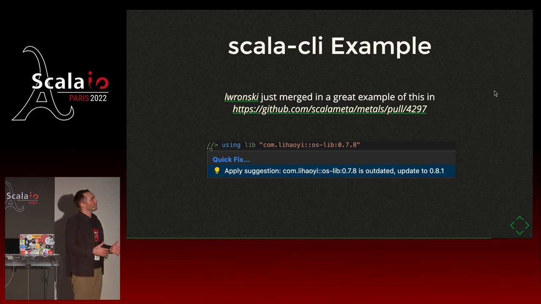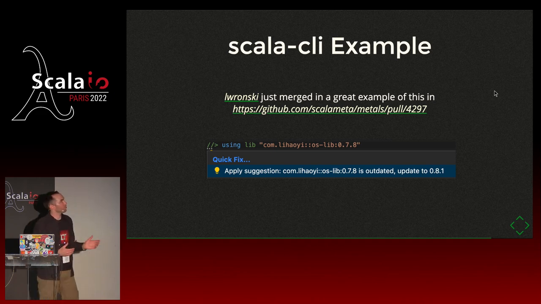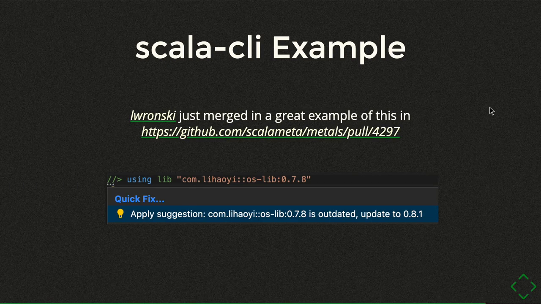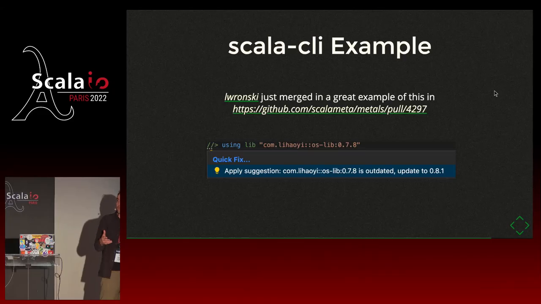There's some other cool examples that are being done in the ecosystem as well. So how many people are familiar with Scala CLI? I feel like most people have heard about it maybe now because you see it referenced all over the place. So Scala CLI has been doing some really cool stuff with this as well. If you're a Scala CLI user and you have a using directive, like you see here, using lib os-lib 0.7.8, you can actually run Scala CLI update dependencies or something, and it will, in the terminal, show you here's the directives that you have that are outdated.